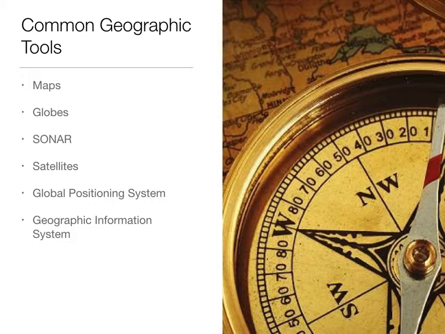Here is a list of common geographic tools that geographers use almost on a daily or semi-daily basis. The most common ones are maps and globes. The next set are advanced tools such as sonar, satellites, GPS, Global Positioning System, or GIS, Geographic Information Systems. In the next couple of slides, we will be discussing each of these tools in depth so that you get a better familiarization of what they are and what they do.